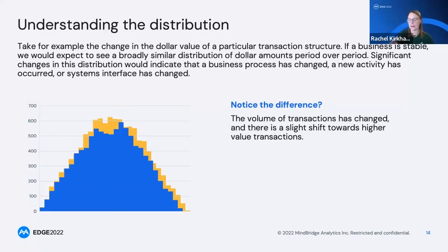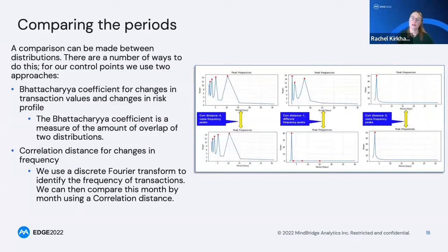There are a couple of different ways we can do this. From a comparison perspective, we have two different approaches that we're using for the new prior period control points. The first approach is called the Bhattacharya coefficient. This is a measure of the amount of overlap between two distributions. If we think about my previous slide, we're measuring the level of overlap between those two distributions. We use that to compare transaction values and also changes in risk profile. We compare on a control point by control point basis, and then take a view across all those control points to see how much change happened across the control points we care about from a risk profile perspective.